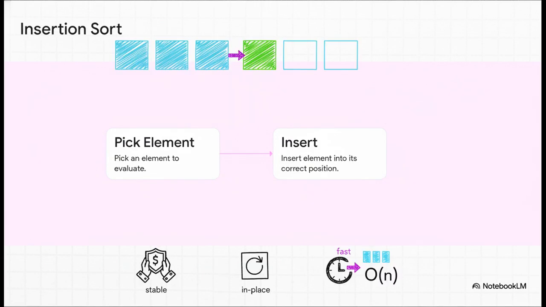Rounding out our simple tier is insertion sort. You literally pick an element and insert it into its exact correct position in the already sorted left part of the array. It's stable, it's in place, and it's highly recommended for small or nearly sorted arrays. In fact, if the data is already mostly sorted, its best case time drops all the way down to a blazing fast O(n).